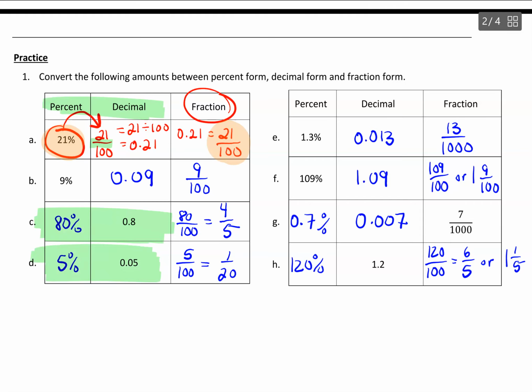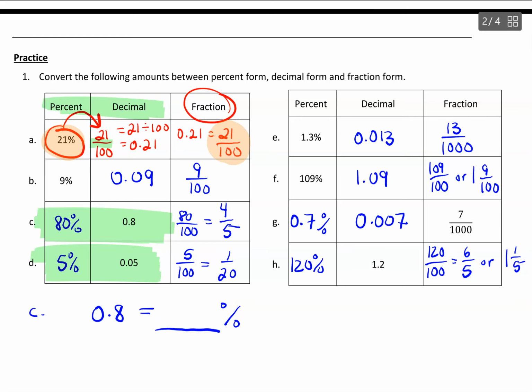Okay, C and D, we were given decimals there. So for C, I was given 0.8, and I was asked to convert that to the form that has a percent. Now, you probably learned some rules in your previous math class about moving the decimal point, right? And you could convert between decimals and percents doing that. So let's talk about that a little bit.